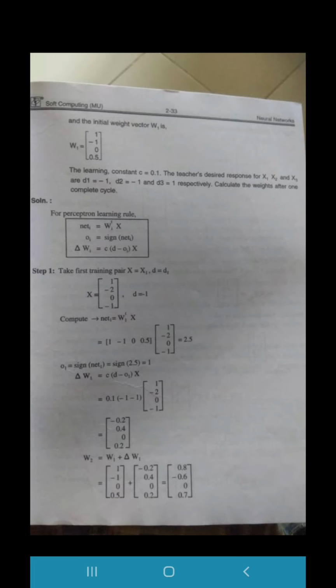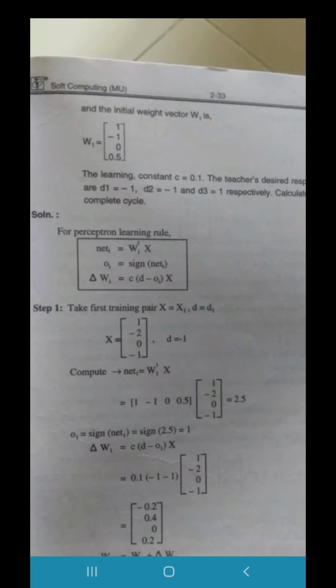The first terminology in the learning rule is net of i. In every learning rule we have to find the net of i. What is the formula for net of i? The formula is quite simple. Initial weights are given to us. What we have to do is take the transpose of it. As you can see in the formula, it is w of i raised to t. That t stands for the transpose of the weight vector which will be given to us. We have to take the transpose of it, and then multiply it with the x vector which will be given to us.